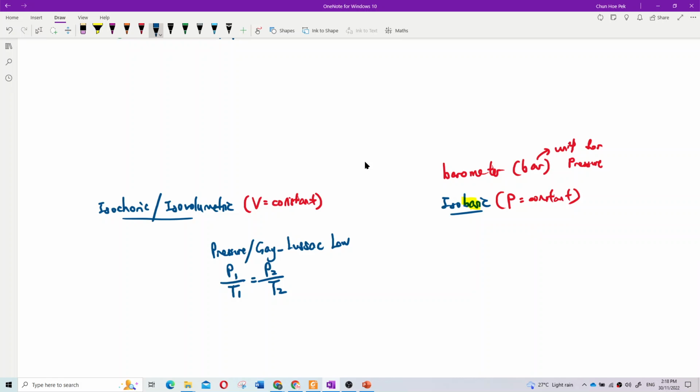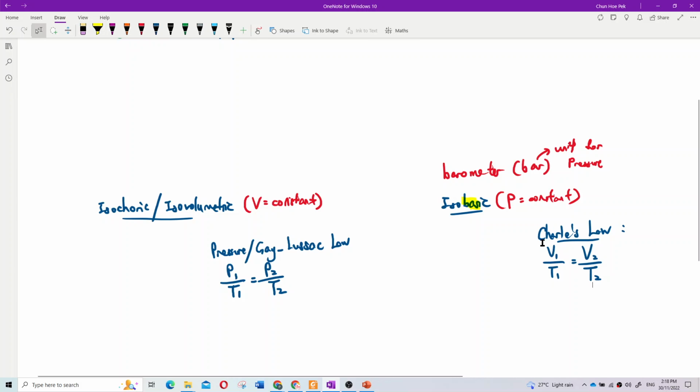Charles' law means volume changes with temperature: V1 over T1 equal to V2 over T2. Understand? If pressure is constant, it is volume with temperature. If volume is constant, then it is pressure with temperature. Isovolumetric, volume constant, so pressure and temperature change. Isobaric, pressure constant, so volume and temperature change.